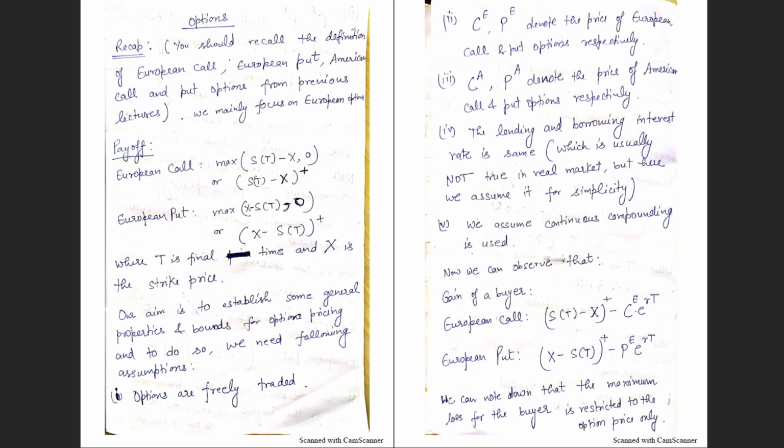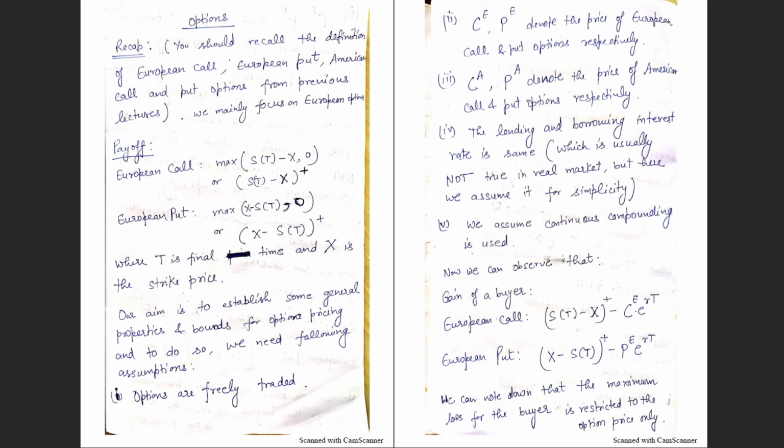So our aim is to establish some general properties and bounds. Bounds we will discuss in the next lecture, of course, not in this lecture, but some general properties we will discuss here only. So the first is that options are freely traded. I mean, there should not be any limitation, like we cannot buy this much, we cannot buy 100 and we cannot buy 200. So they are freely traded, right?